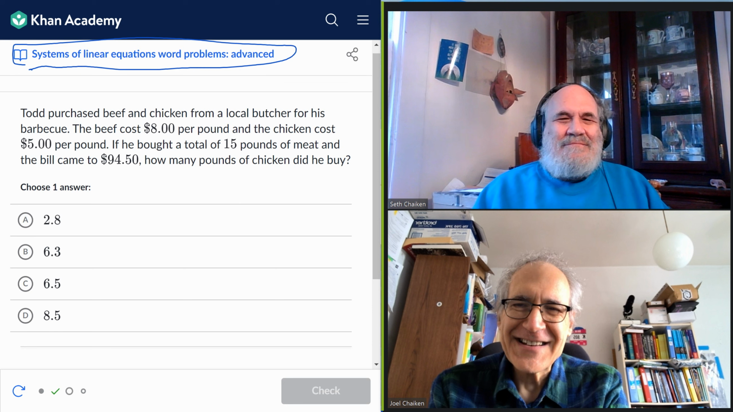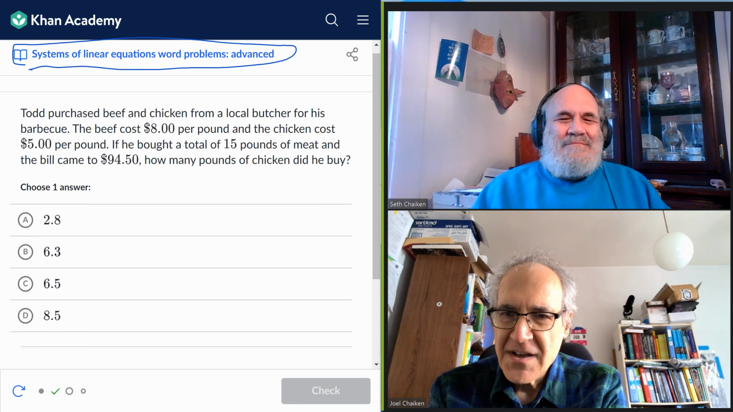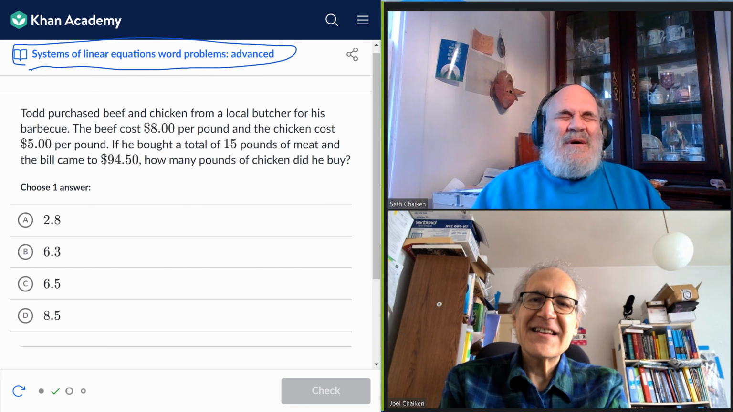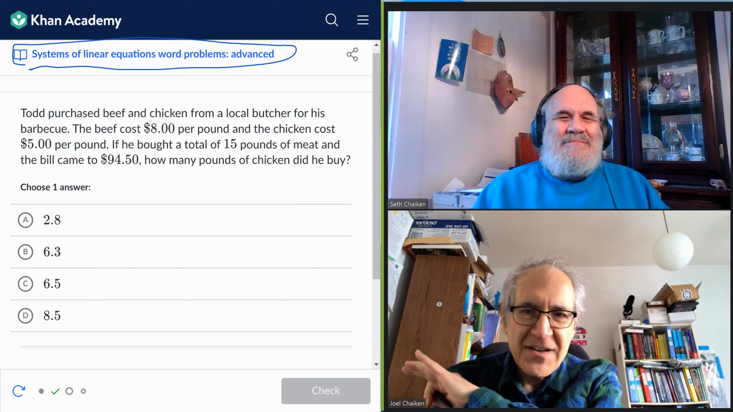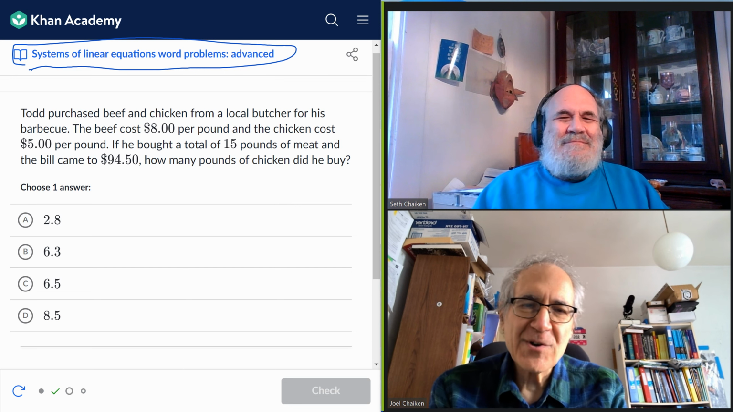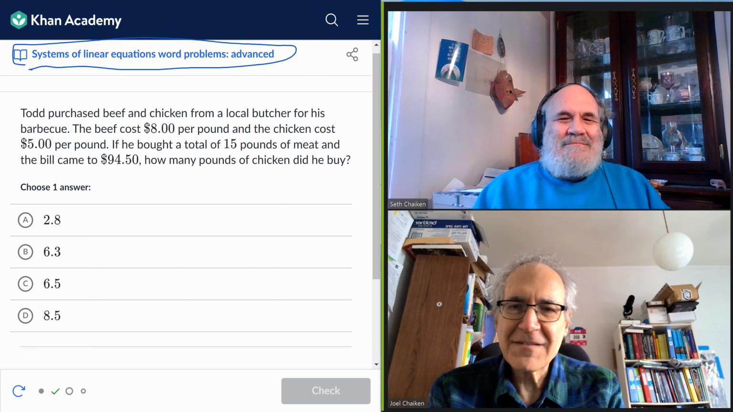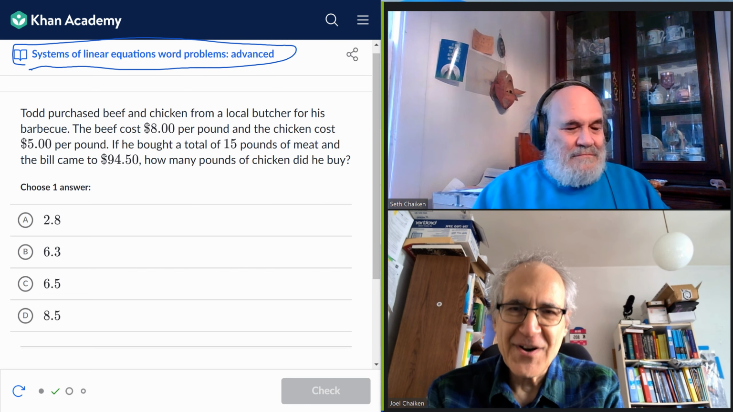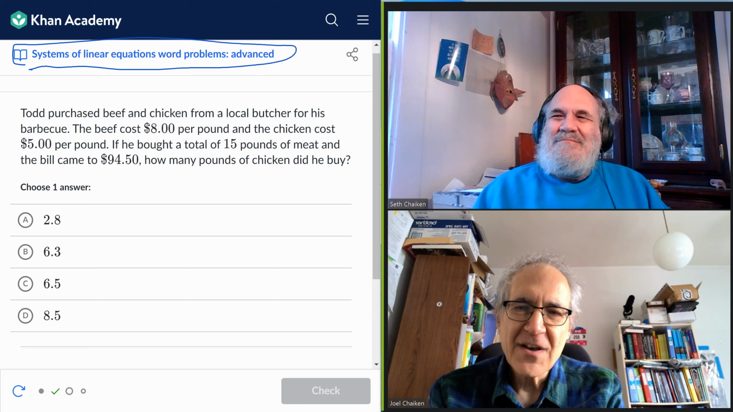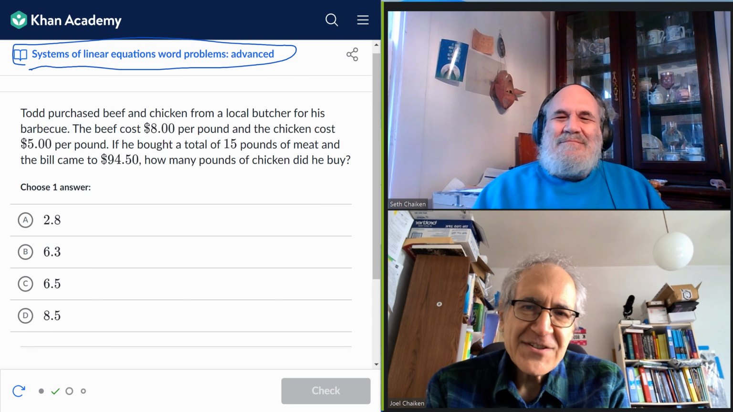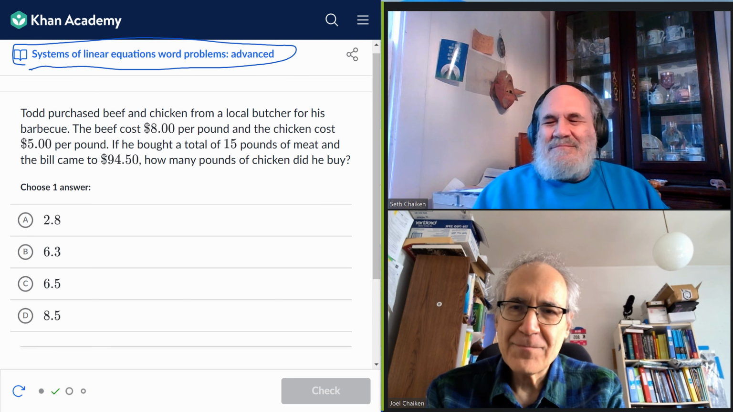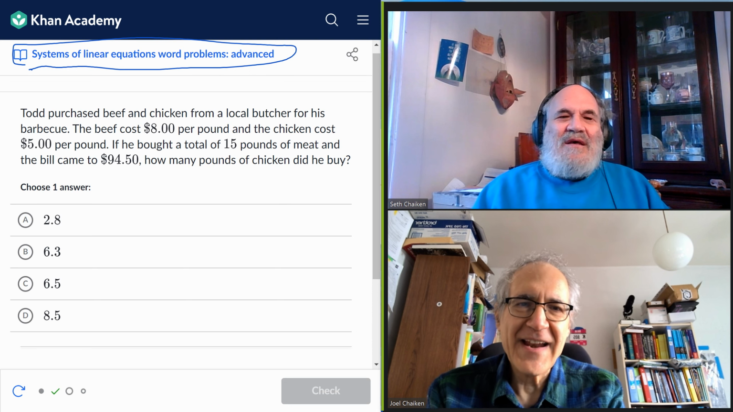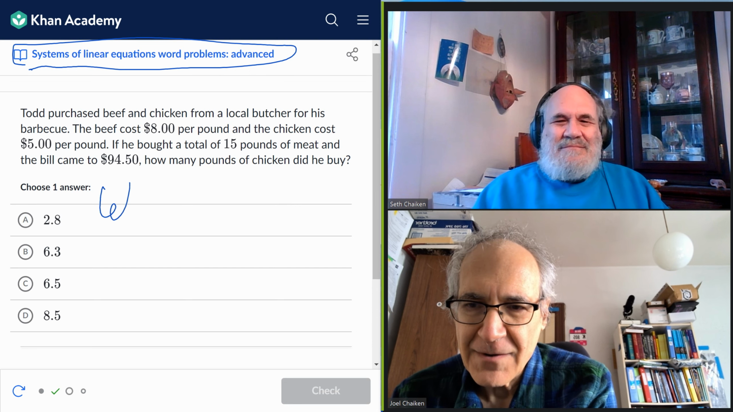But this is obviously a system of linear equations. There are two unknowns: how many pounds of chicken did he buy and how many pounds of beef did he buy. This is such a classic two equation, two unknown word problem. Chances are, if you're in high school, you've seen this question in your life. You don't have to write out the let statement on the SAT, but we'll do it anyway.